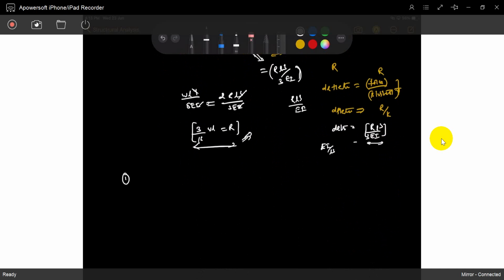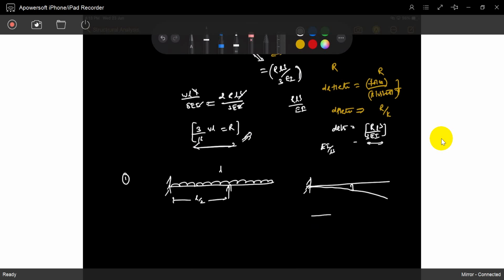Later, one thing is, I want to solve this problem. Otherwise, I want to solve an overhanging beam. Somewhere this is a distance of L by 2, this is a distance of L. So how can we solve it? No problem at all, just the same thing. So how will it deflect? It will deflect somewhere like this.